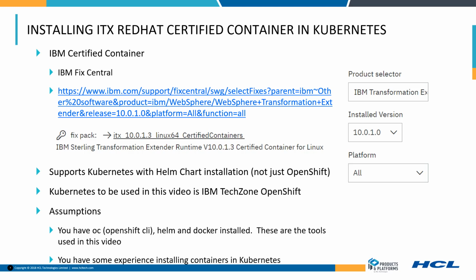As an IBM business partner, you can sign up for OPENSHIFT environment for 2 weeks at a time in IBM Tech Zone. Before you continue, I assume you have OPENSHIFT CLI or something equivalent, HELM, and Docker installed in your server. These are the tools to be used for installation, regardless of the Kubernetes environment. I also assume you have some experience operating in Kubernetes.